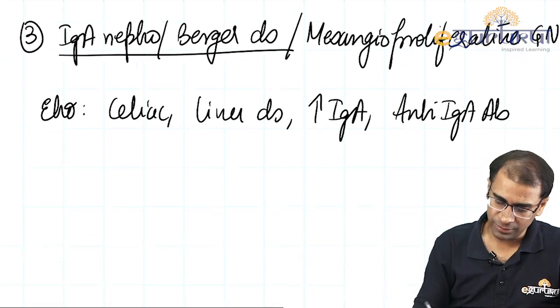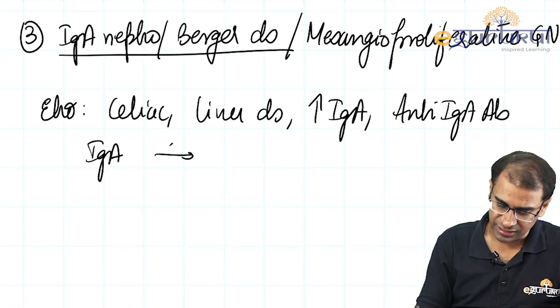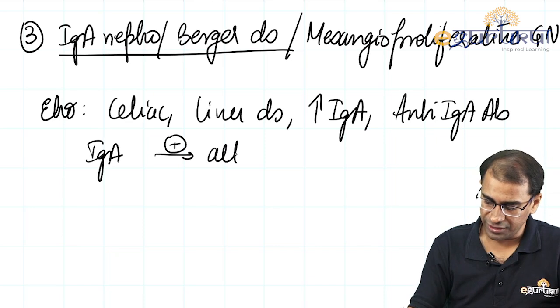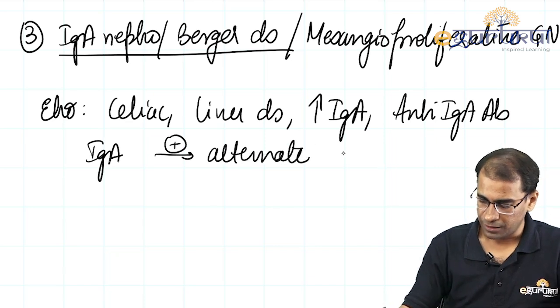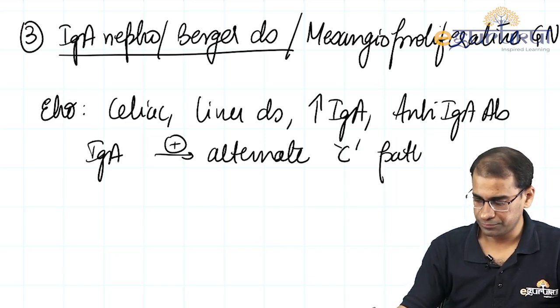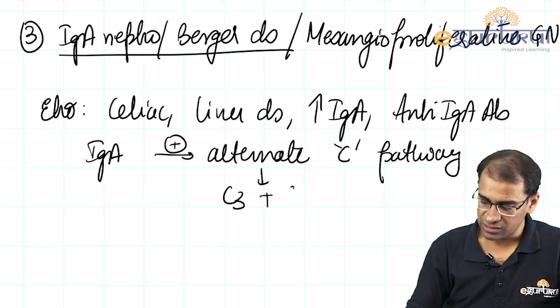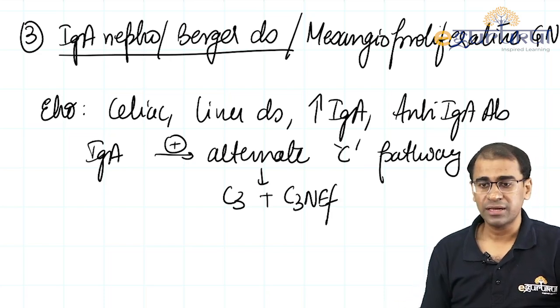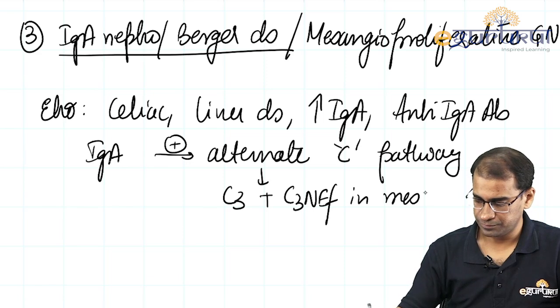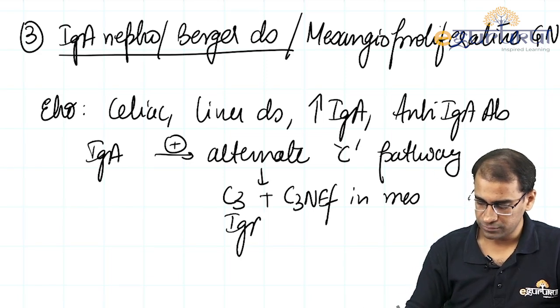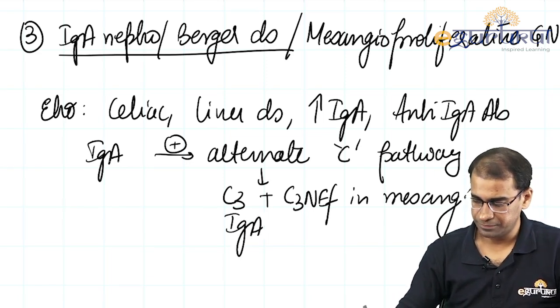These antibodies, that is IgA, remember, activate the alternate complement pathway, and that is the reason you find the deposition of C3 and the C3 nephritic factor, that is properdin, in the mesangium along with Ig, obviously, in the mesangium.